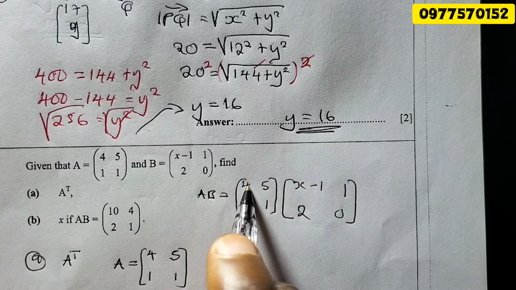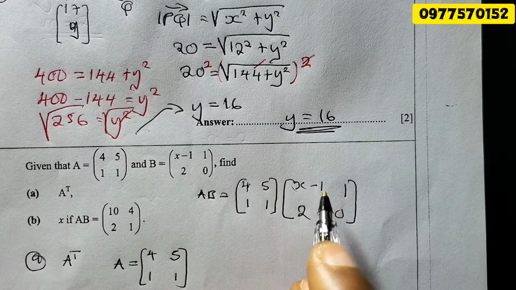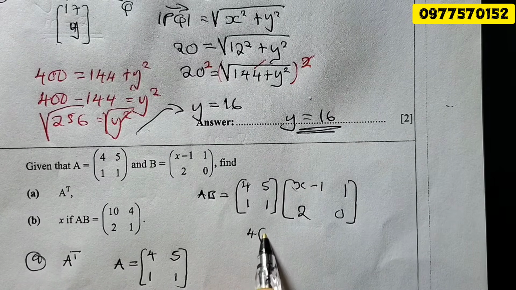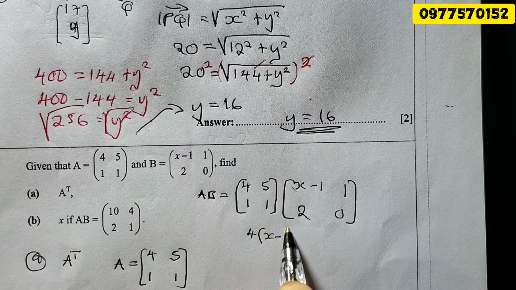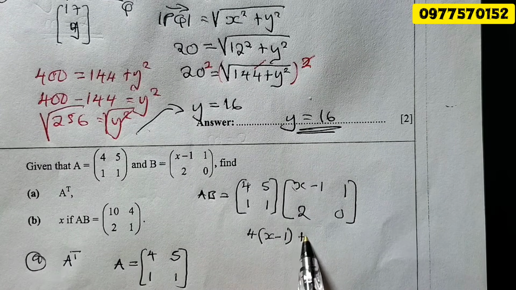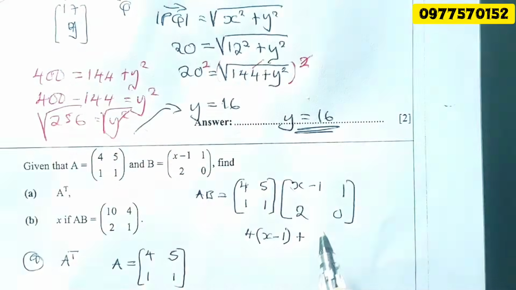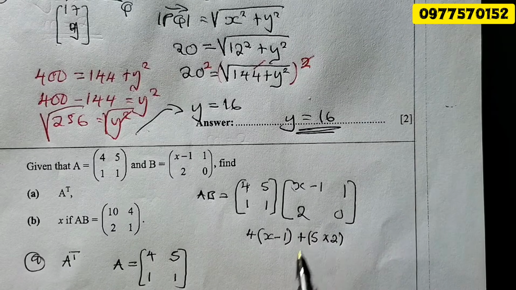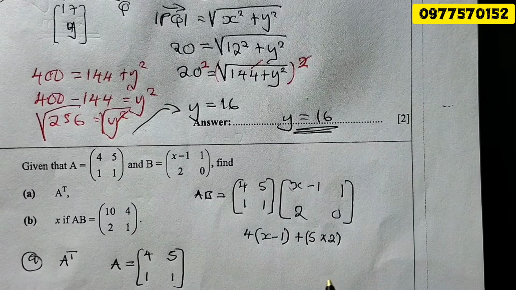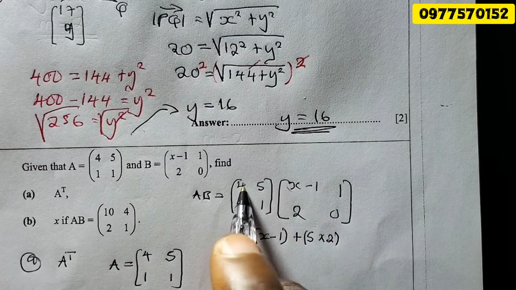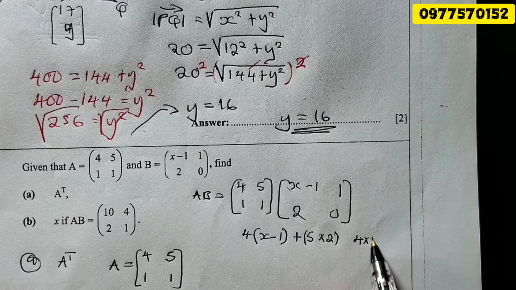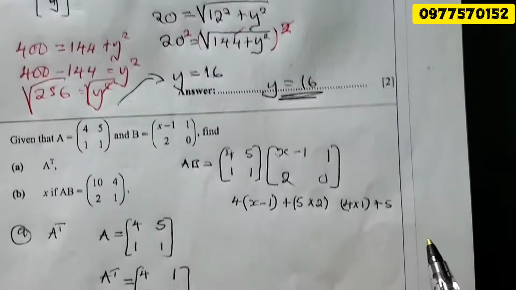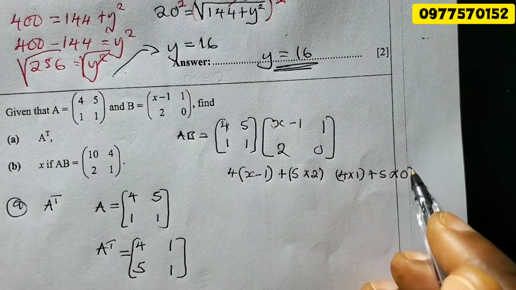So here we're going to say 4 times x minus 1. To show this, I'm going to say 4 multiplied, open bracket, by x minus 1, then plus 5 times 2. Let me put this one in brackets so that you understand. Then we come to this row: 4 times 1, then plus 5 times 0.